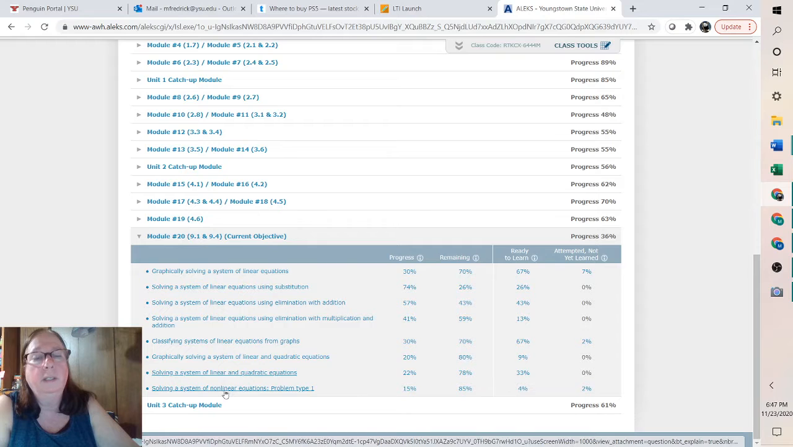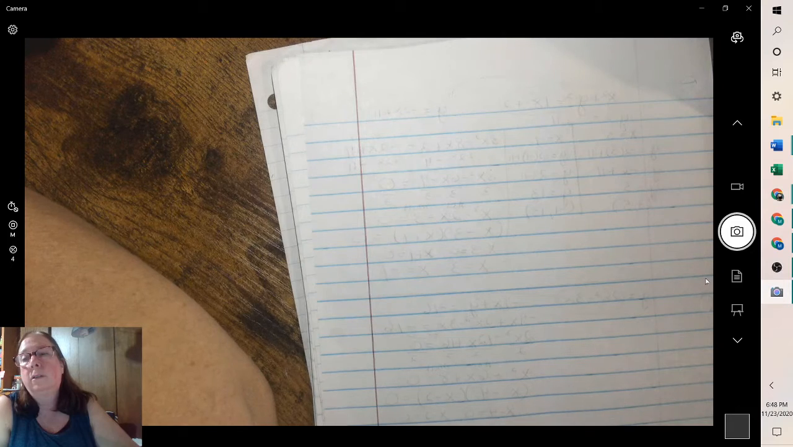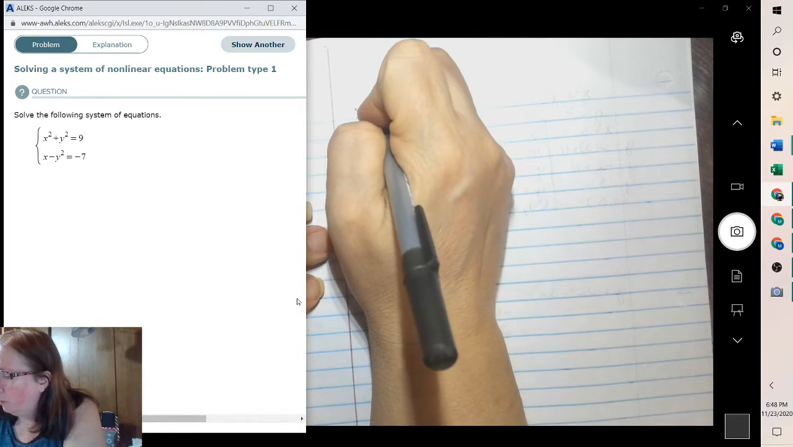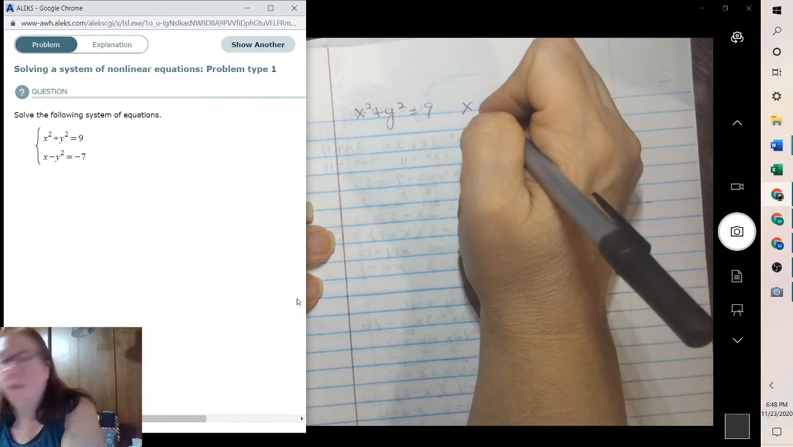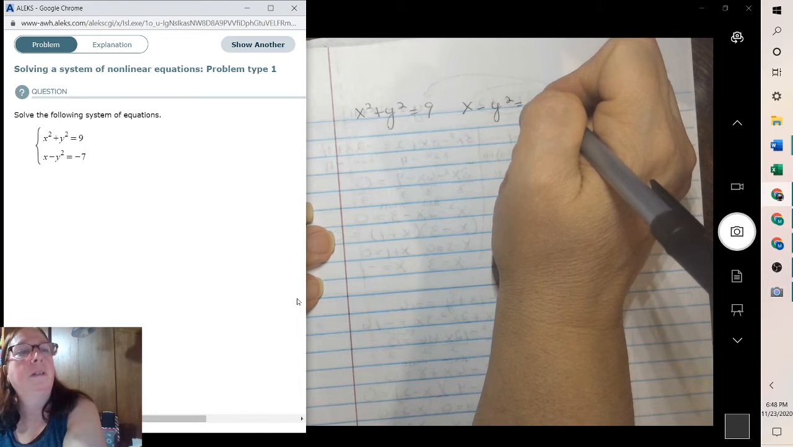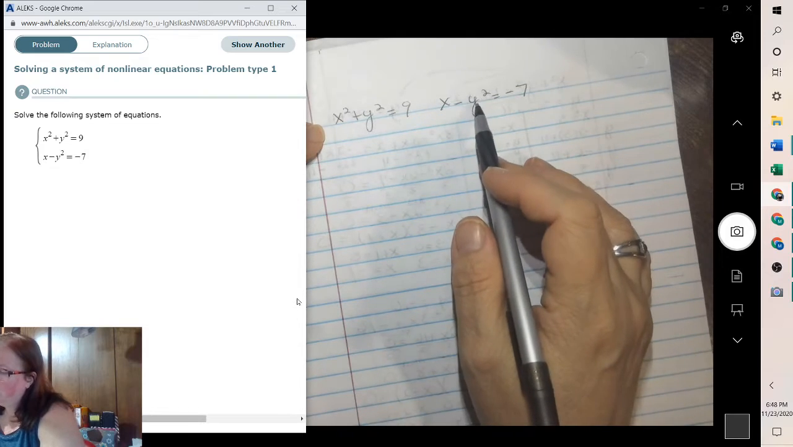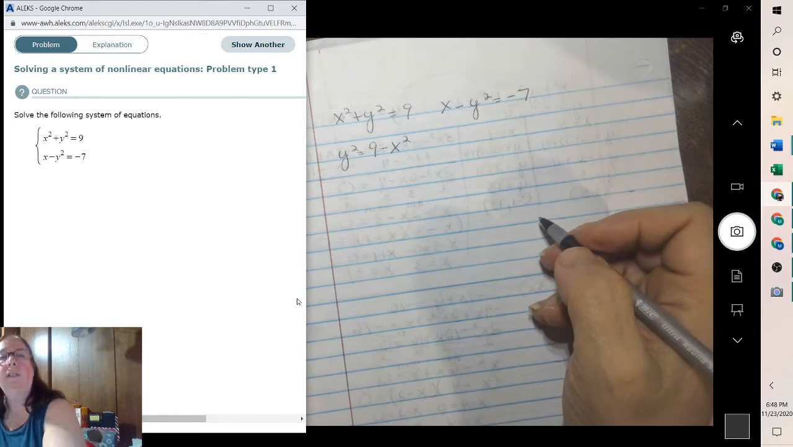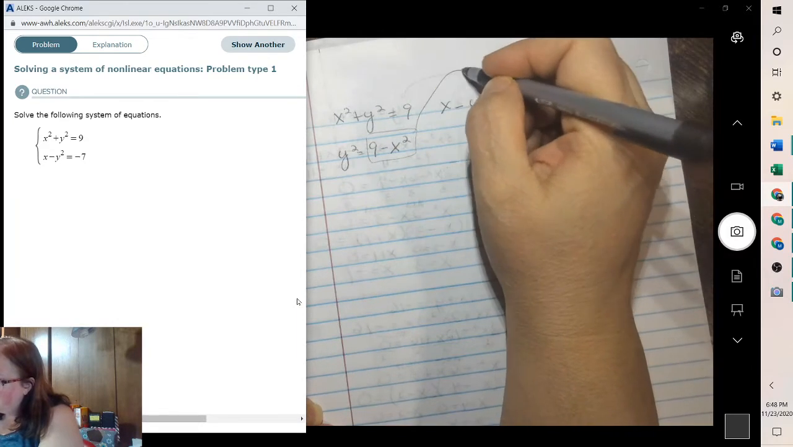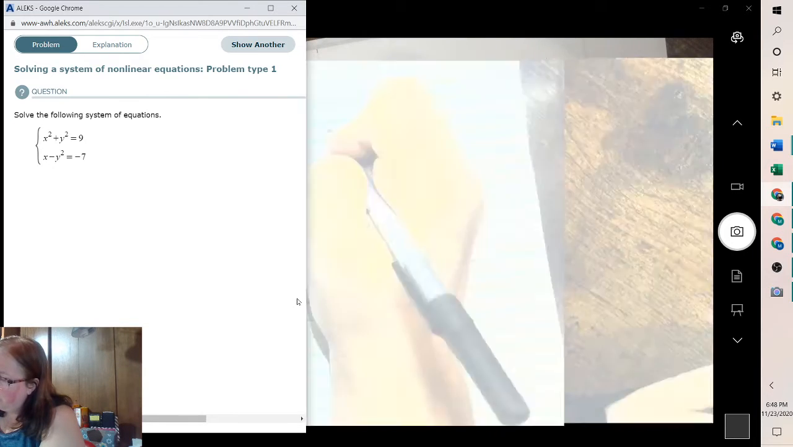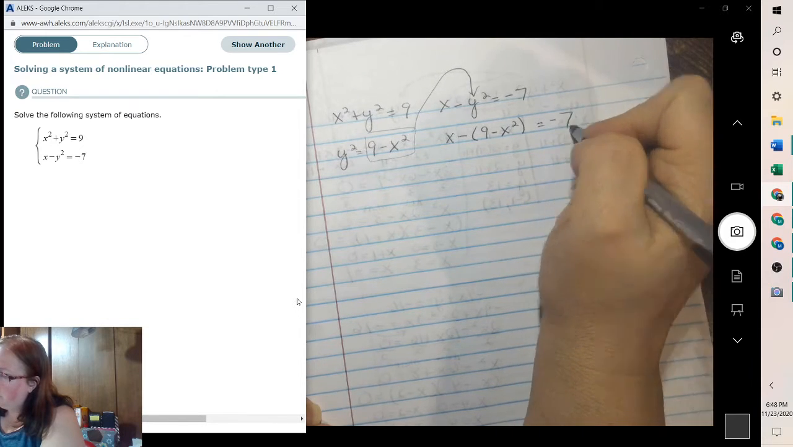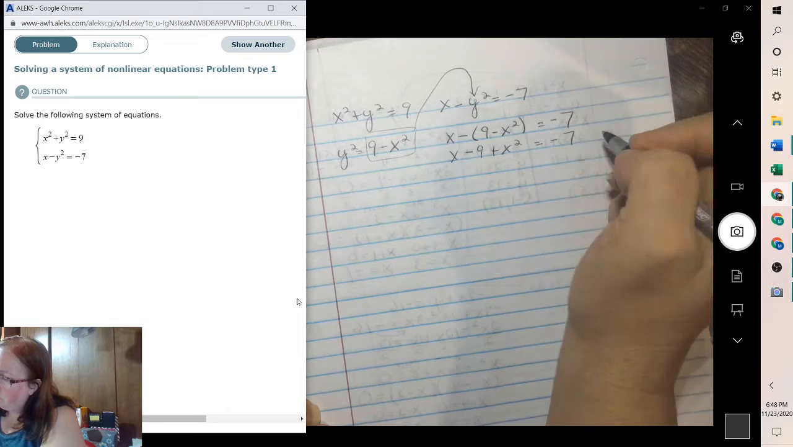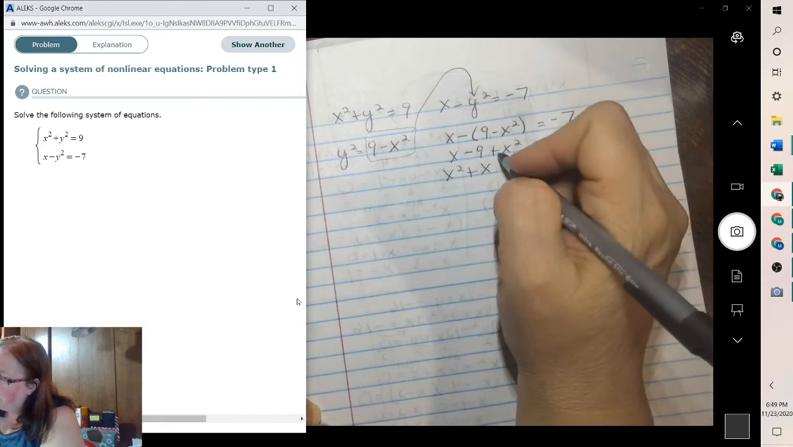This other set is nonlinear equations. But the process is the same. So we have x squared plus y squared equals 9, and x minus y squared equals a negative 7. Okay, what we could do, because notice this is y squared, we could get y squared by itself here by bringing the x squared over, and it becomes a negative x squared. And then we can plug this in for y squared. So we have x minus 9 minus x squared equals a negative 7.